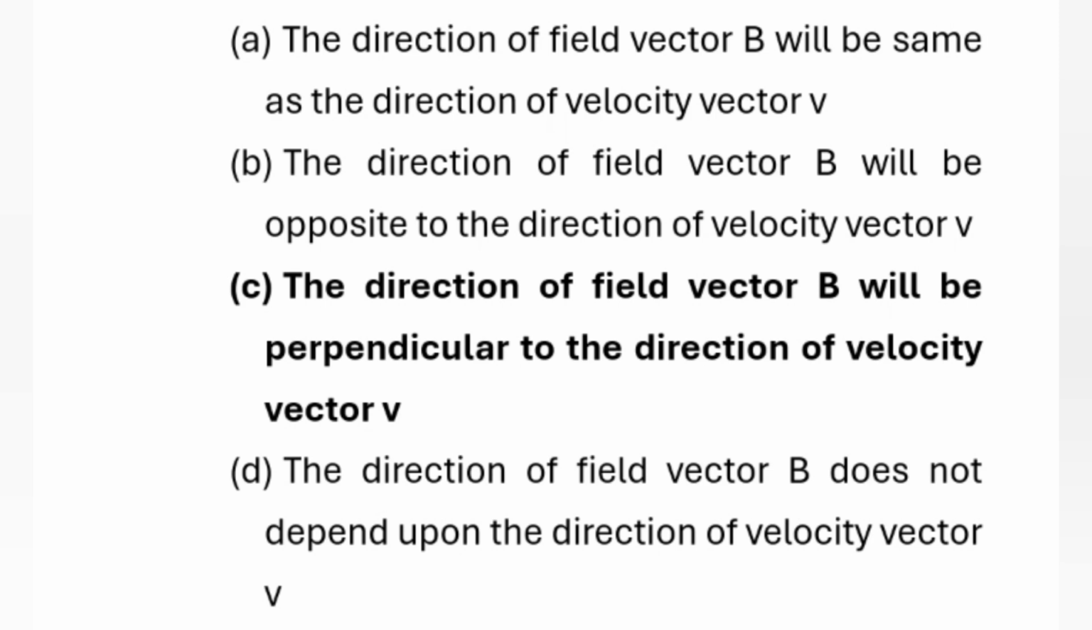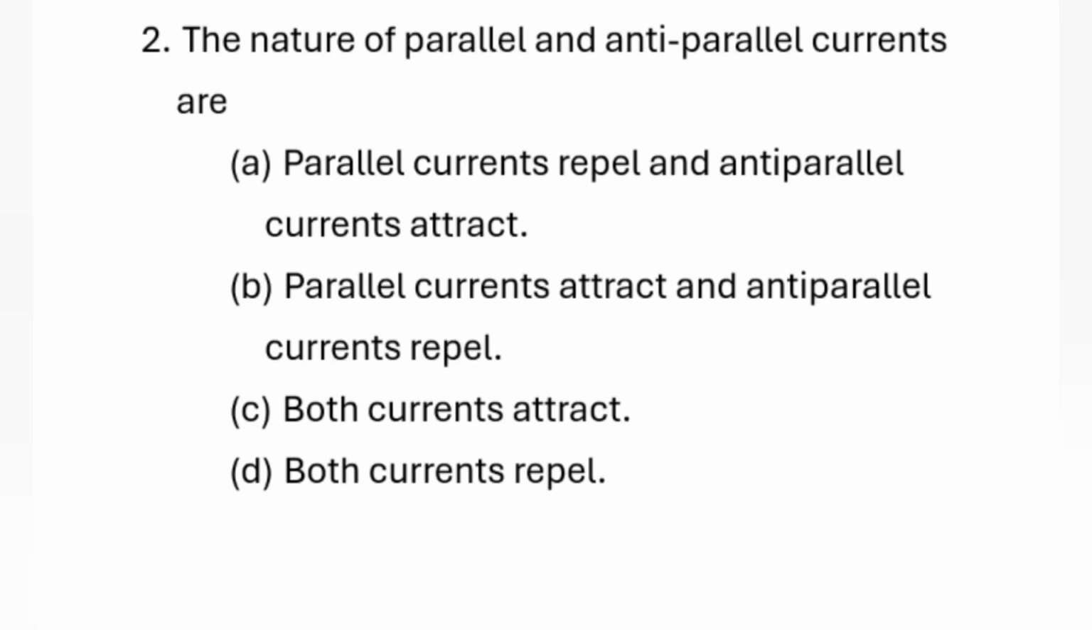Here the correct answer is option C, the direction of field vector B will be perpendicular to the direction of velocity vector v. Question number 2. The nature of parallel and anti-parallel currents are: option A, parallel currents repel and anti-parallel currents attract. Option B, parallel currents attract and anti-parallel currents repel.